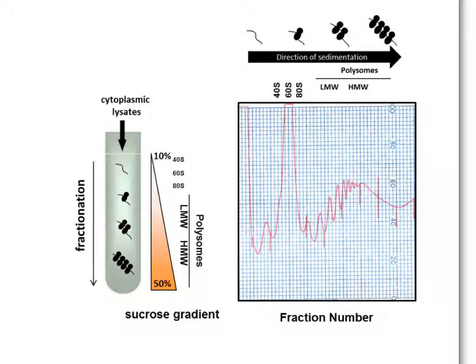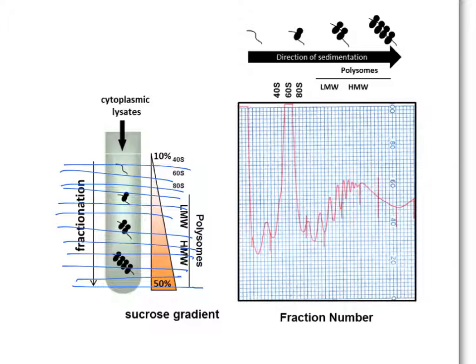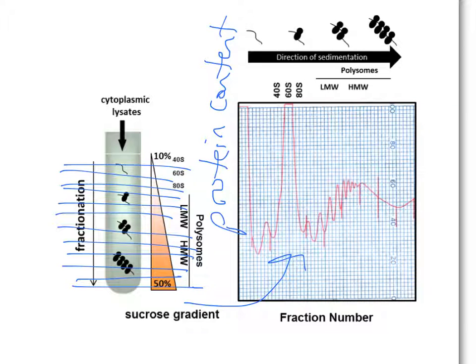So you just load a cell lysate into a column, centrifuge it for a while, and then out of this you take fractions. You collect the different fractions, and you get a profile like this, where you've got essentially something equivalent to protein content on the y-axis and fraction number on the x-axis.